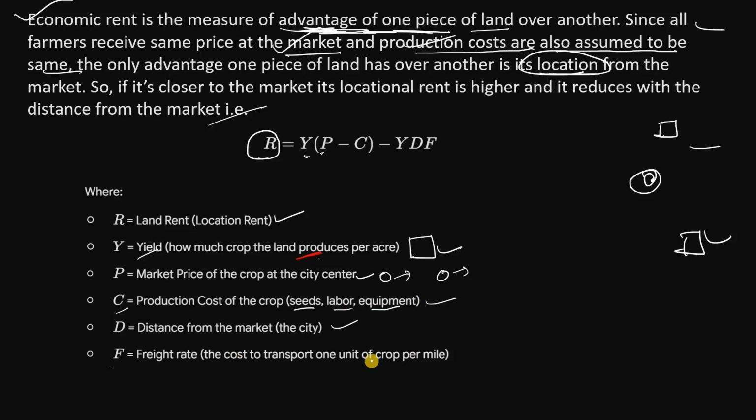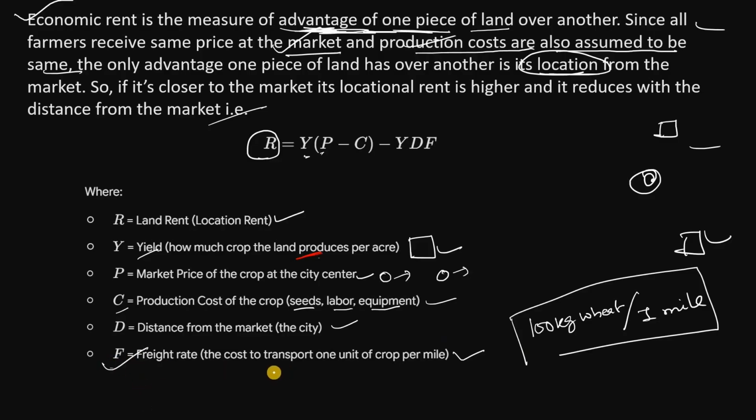F, freight rate, the cost of transportation for unit crop per mile. Suppose for unit crop, 100 kg of wheat per 1 mile, how much is the charge? That is freight.